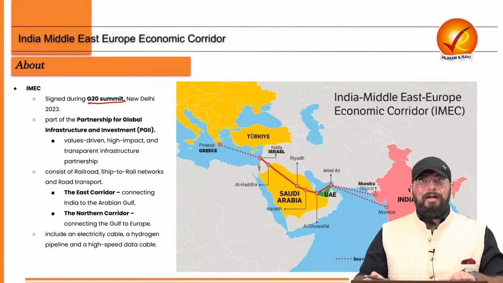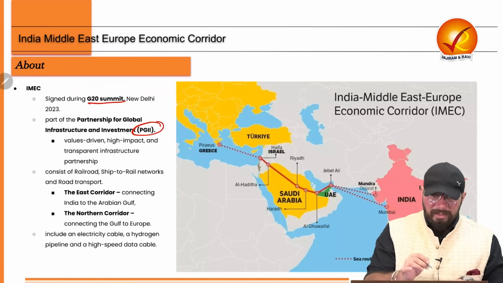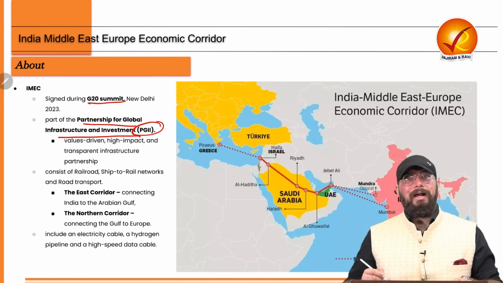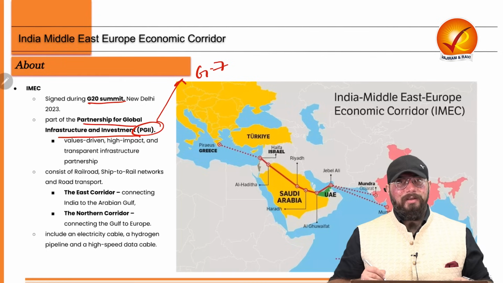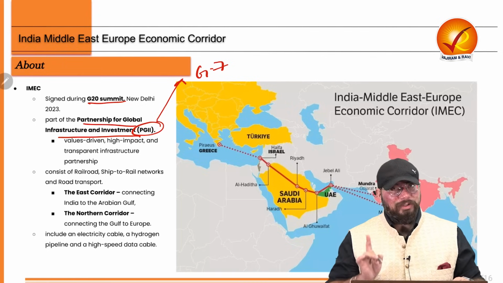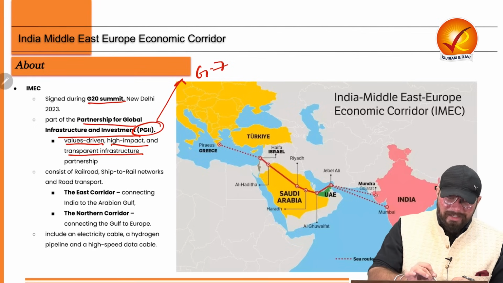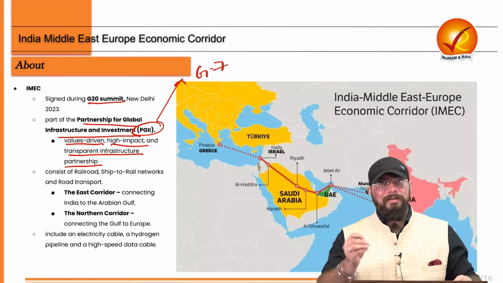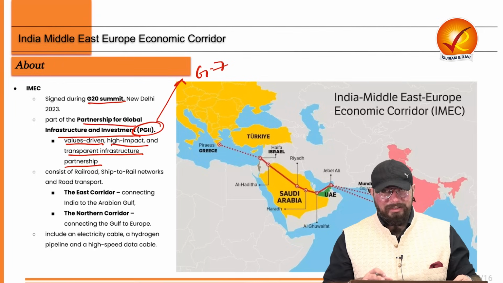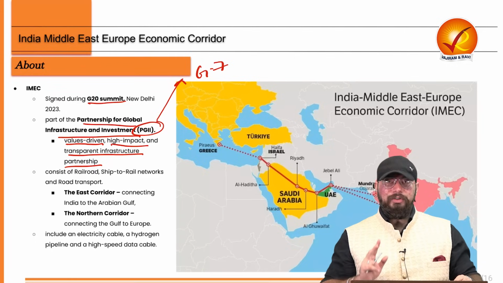So this IMEC is a part of PGII. Now what is this PGII? Partnership for Global Infrastructure and Investment. It is an initiative under the ambit of the G7. And what is the main motto for it? The main motto is to ensure value-driven, high-impact, transparent infrastructure partnership in the entire world, especially in developing and lower developing countries as well. So basically focusing on value-driven, high-impact and transparent infrastructure partnership.